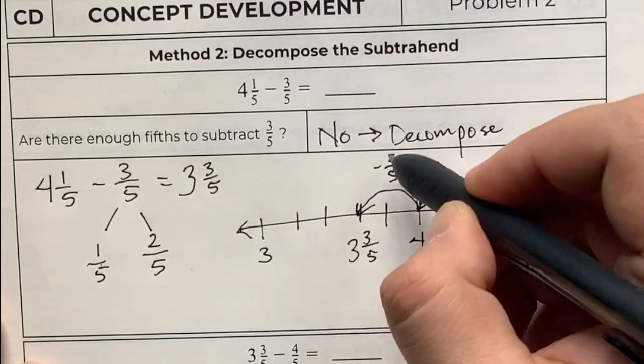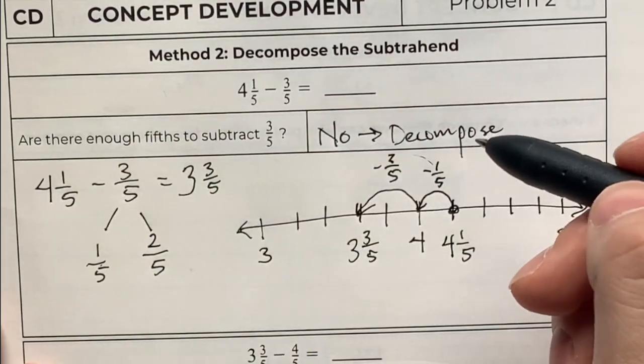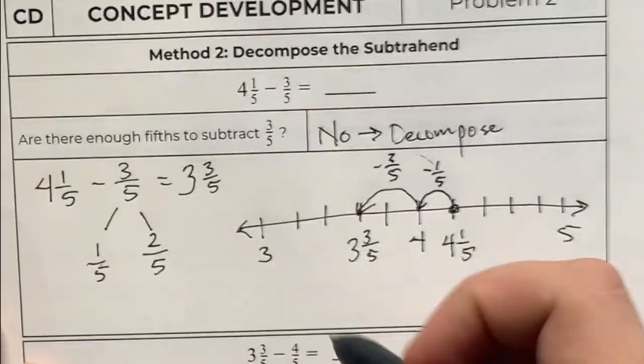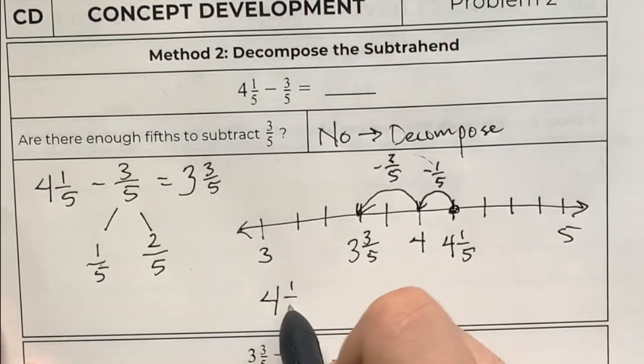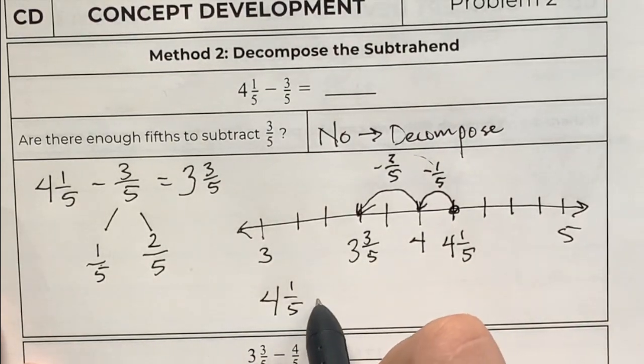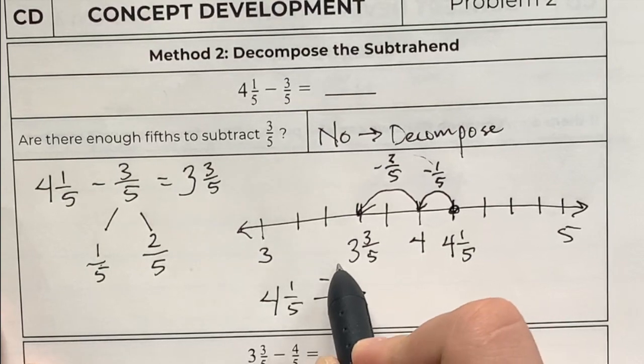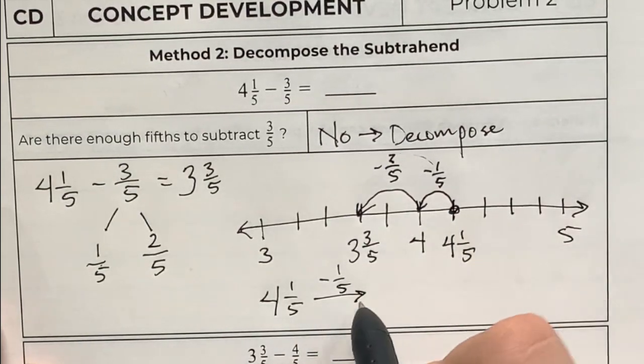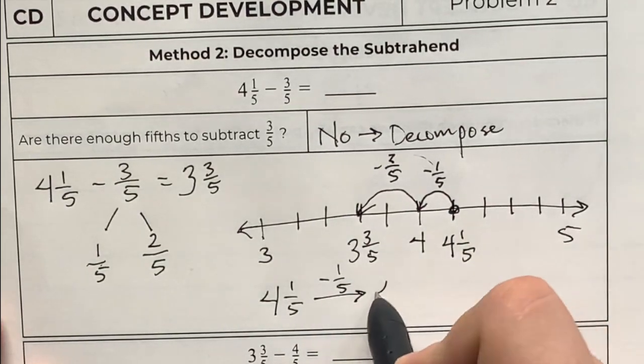Remember, I'm only getting these numbers from this. I can't just pull out random numbers. I'm breaking this number up to subtract it. To show the arrow method, I have 4 1/5 as my start. I take away 1/5. I'm just matching these arrows up here, but in a more streamlined, more efficient way.